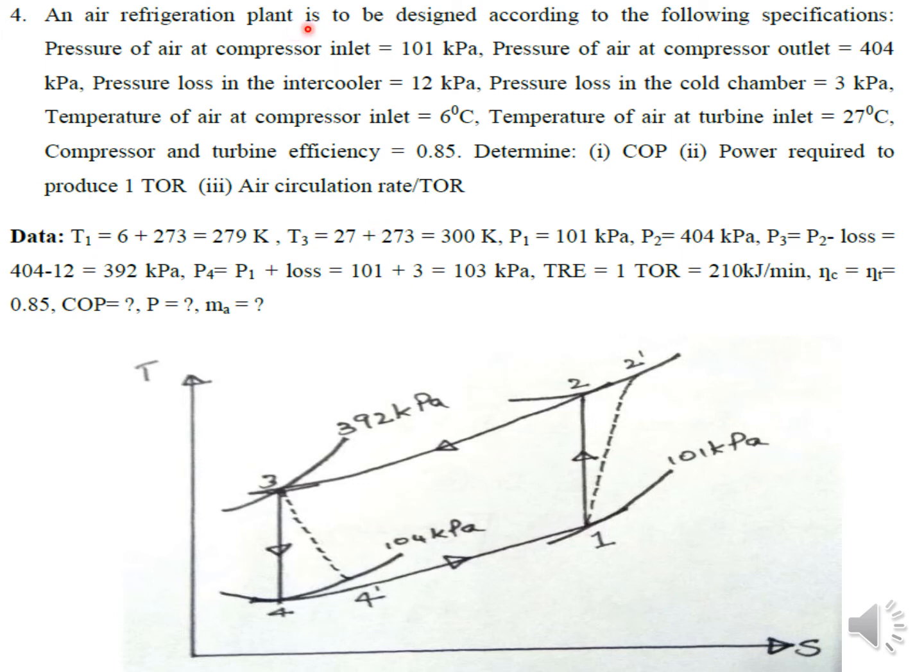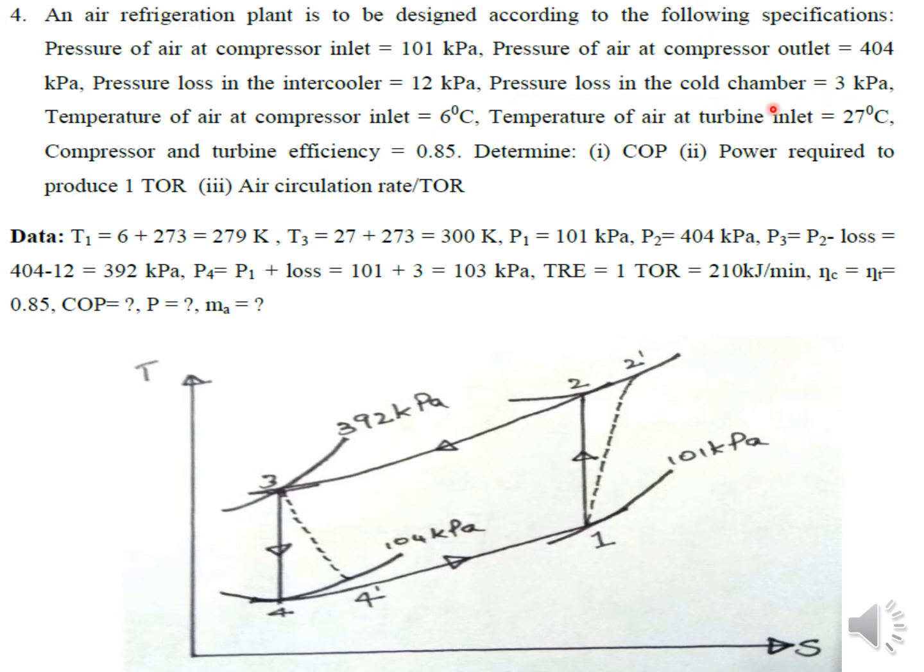An air refrigeration plant is to be designed according to the following specifications. Pressure of air at compressor inlet is 101 kilopascals. 101 kilopascals means P1, inlet of the compressor. Pressure at the compressor outlet, that is P2, is given as 404 kilopascals, and pressure loss in the intercooler is 12 kilopascals. So 12 kilopascals means P3 is equal to P2 minus loss, right?